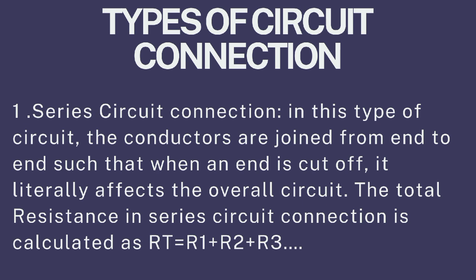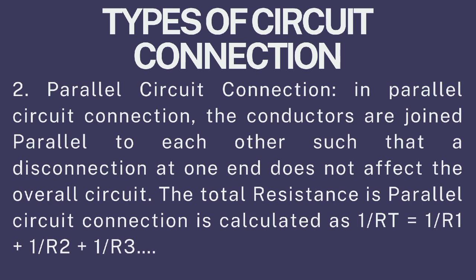But in parallel connection, what happens is that the current divides into each conductor in such a way that even when you cut one end of the conductor away, it does not affect the current moving in the circuit. So in parallel connection, if you decide to do away with one of the conductors, it does not have any effect on the remaining conductors in the circuit.